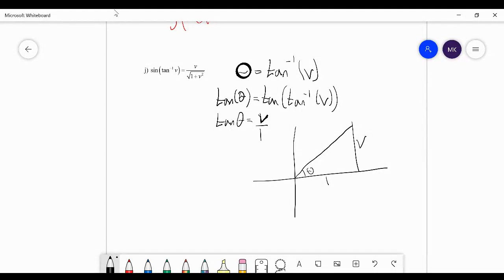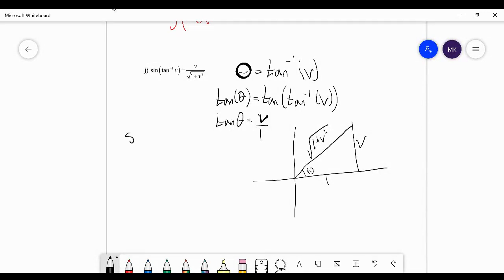I need the hypotenuse. Well, that's just Pythagorean theorem, right? That's just a squared plus b squared equals c squared. So this equals the square root of 1 plus v squared. If you're confused on that, feel free to work that out yourself on your side. 1 squared plus v squared equals c squared, square root both sides. This radius can't be negative, so it's the positive square root of 1 squared, which is 1, plus v squared.